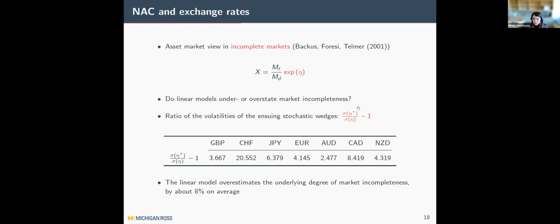So what is the idea here? Again, we are going to look at the ratio between the volatilities of the stochastic wedge implied by the linear model, and the volatility of the stochastic wedge implied by the nonlinear model. Obviously, if this is positive, it means that with the linear model, we will be overstating market incompleteness. If this is negative, we would be understating it. We estimate this in the data for the currencies that we consider, and you can see that on average, this is about 8%. So it follows that the linear model is going to overstate the degree of market incompleteness. So taking nonlinearities into account in the form of NAC is going to help enhance market completeness internationally.